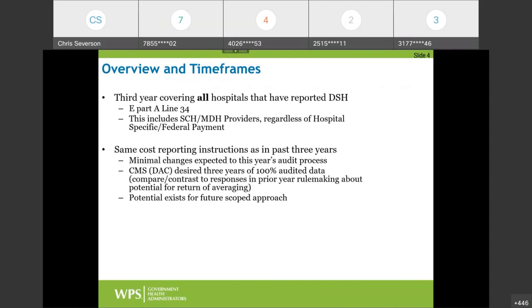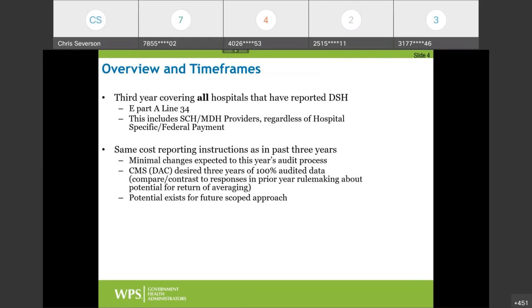Now, the cost reporting instructions changed for periods 10/1/16 and after, but they've been the same without change since then. So the past 3 years that we've been doing all these audits, they have stayed the same. There is the potential, a pretty good potential, for them to be changing in the next transmittal of the cost report instructions, and we'll see that in just a bit. But we don't know exactly what's going to change.